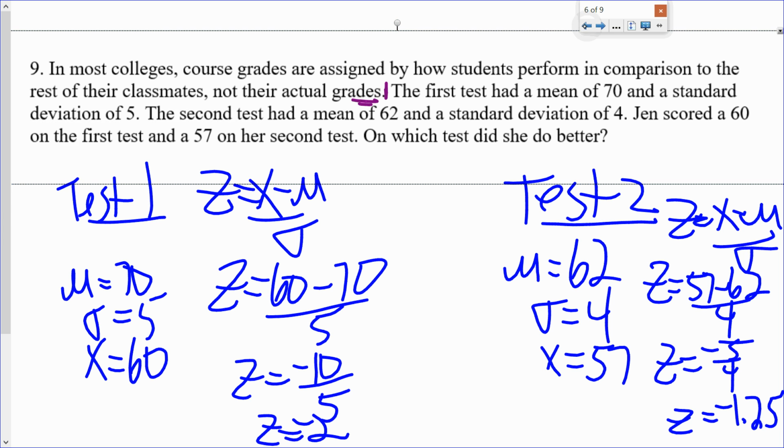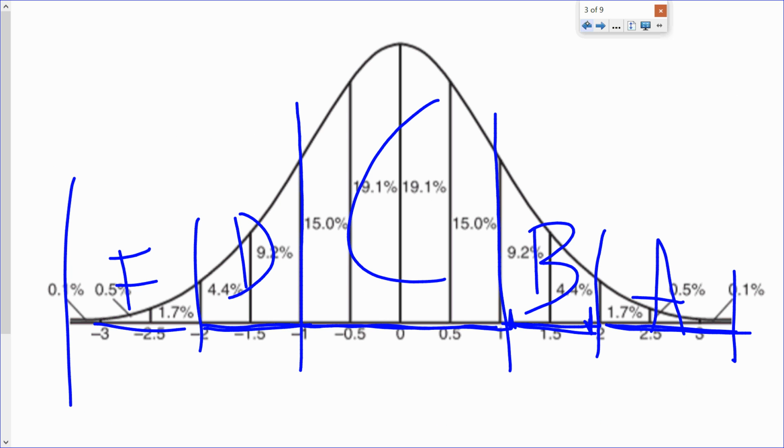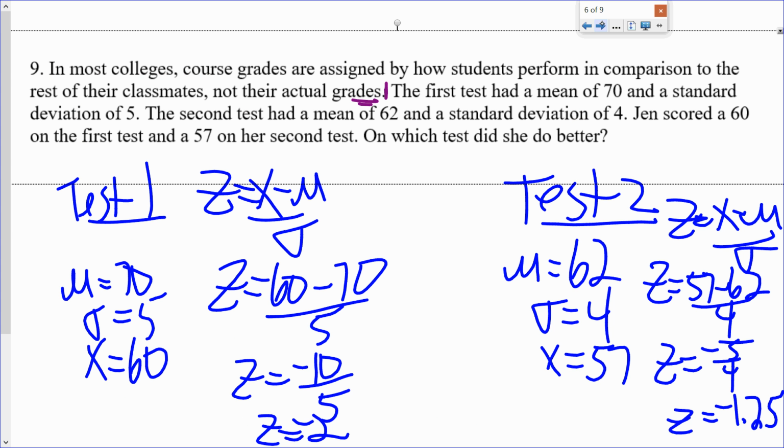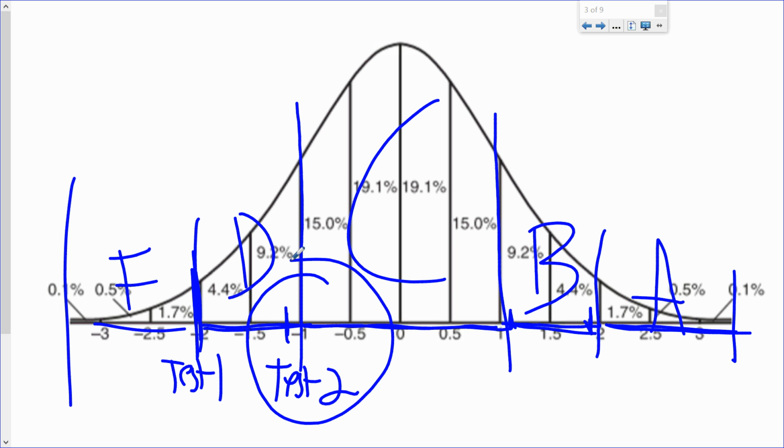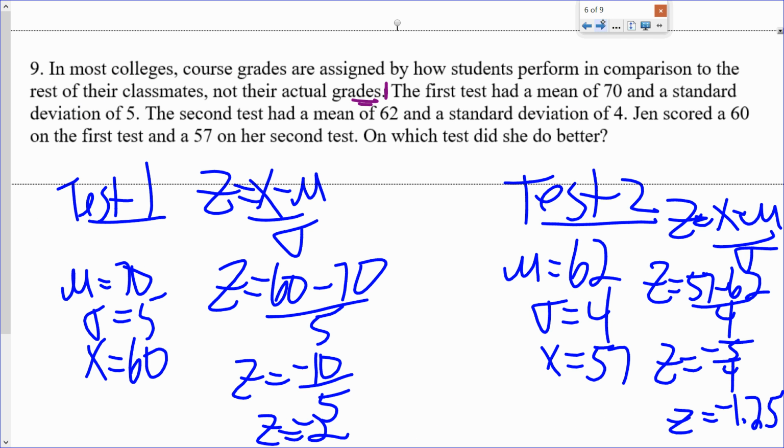Which one is better? Well, we have negative 2 and negative 1.25. It might help to look here. This was test 1. The other one was negative 1.25. This one's test 2. Which one did she do better on? Which one did she go higher up on the normal distribution curve? Test 2 is better. Test 2 is closer to the average than test 1. Test 2 is further to the right. Test 2 is a higher z-score, so test 2.